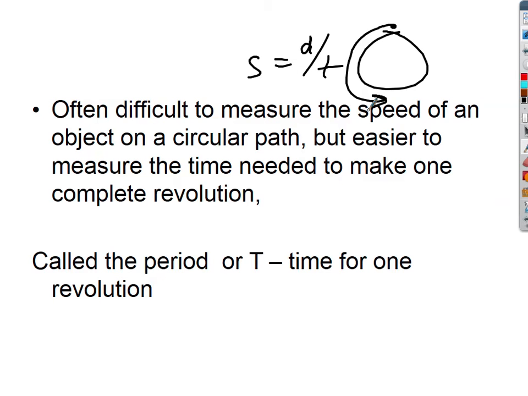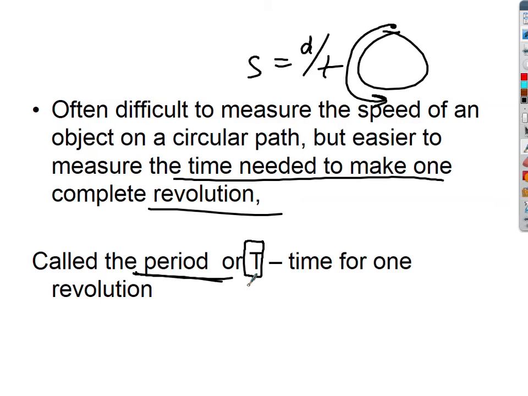So instead, we measure the time that it takes for one revolution, and this is called the period. And this will come up again in another unit, I think two units later, next unit when we do energy. The period, denoted capital T, not lowercase t for time, is the time for one revolution. So period equals time over one revolution.